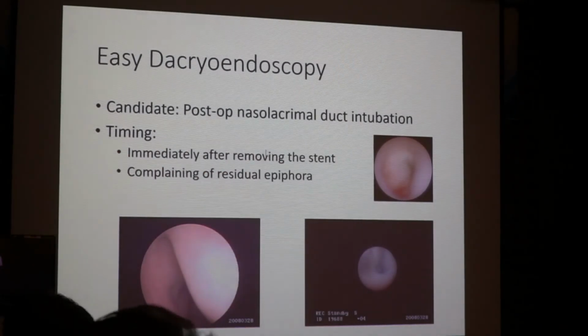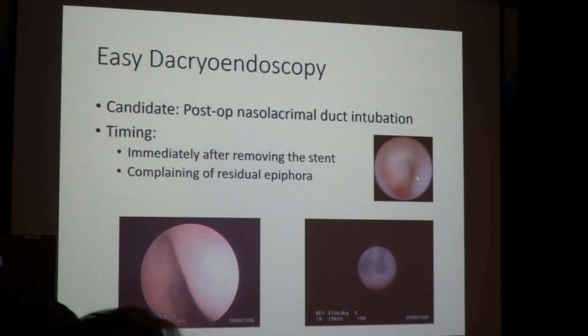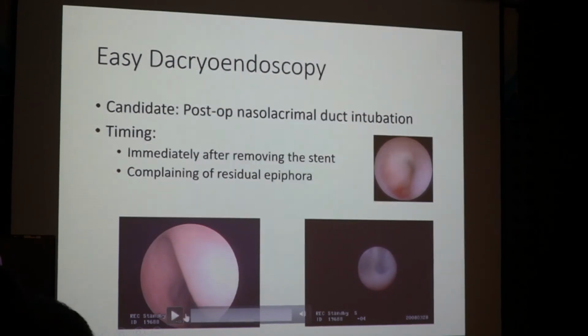And the problem is, what is a good candidate for starting endoscopy? The best candidate is post-op nasolacrimal duct intubation, because this kind of patient has a large punctum, so endoscope insertion is very easy, and the patient is getting used to doing something inside the lacrimal passage, so the patient is not so nervous. So this is a very nice candidate.